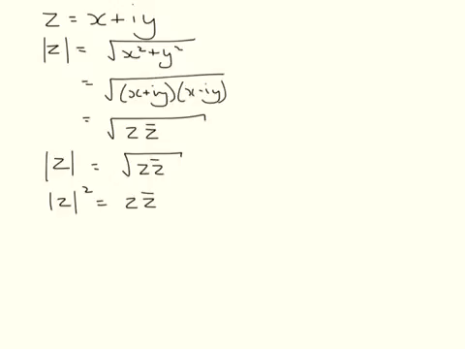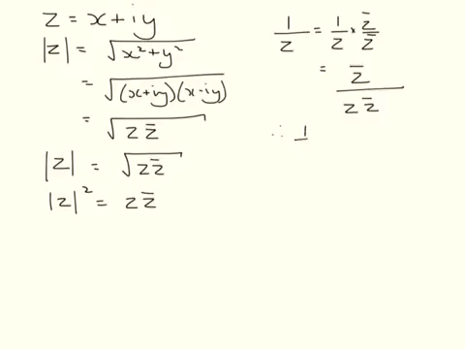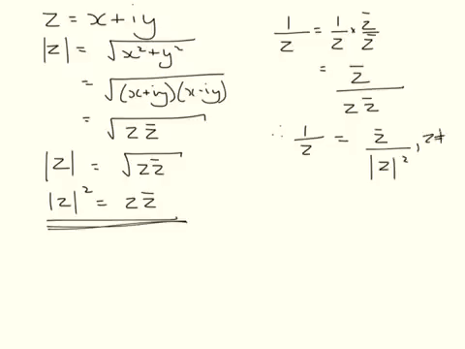Also, if I've got the reciprocal of z, 1 on z, to realise that one I need to times top and bottom by z bar. So I end up with z bar on z z bar. So therefore 1 on z equals z bar on mod of z squared, since from before we worked out that z z bar was mod of z squared. So we've got that relationship as long as z doesn't equal 0.